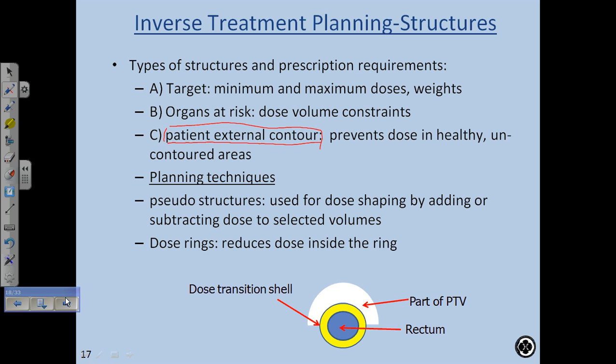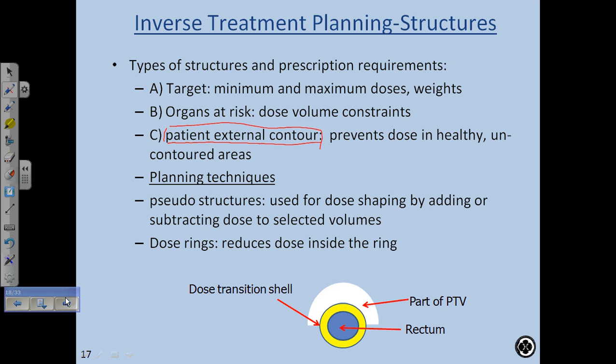I mean, it's really hard to say, I want 78 gray up here and zero in the rectum. The optimizer is going to really struggle with that. It's not going to know what to do, because the optimizer is coming up with all these beamlet intensities and fluence patterns, and it's going to have a hard time just because of the physics behind it. It's very hard to just drop the dose of one spot because of scatter, etc.